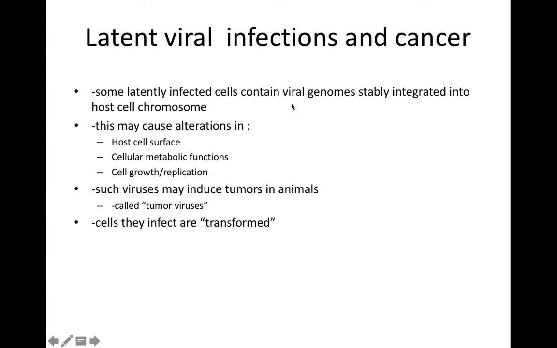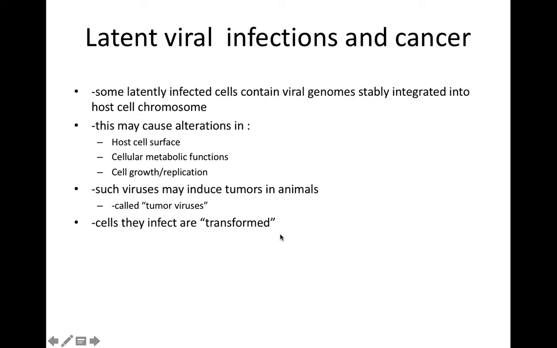So when the virus genetic information gets integrated into our host cell chromosomes, it can cause all kinds of abnormalities in the cell surface of our cells and metabolic activities of our cells. And very importantly, you guys, it can really disrupt our cells' ability to control their growth and replication. So if the virus invades a cell and causes it to start replicating over and over again, we would say that those viruses have induced or caused a tumor, so they're called tumor viruses. The cells they infect are called transformed, and the problem is, you guys, this can lead to cancer.